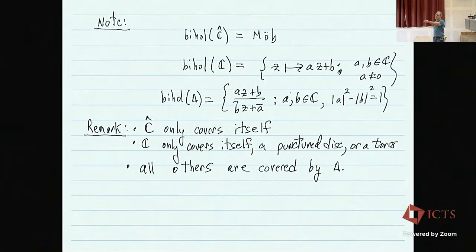What are the biholomorphic maps of the Riemann sphere? They're exactly the Mobius transformations. The biholomorphic maps of the complex plane are of this form: z gets mapped to az plus b, where a and b are complex numbers and a is not 0. And the biholomorphic maps of the unit disk have this form. They're Mobius transformations, again of this special form, (az plus b) over (b bar z plus a bar), with this determinant condition. You can prove this; you usually see this in a first-year complex analysis course.